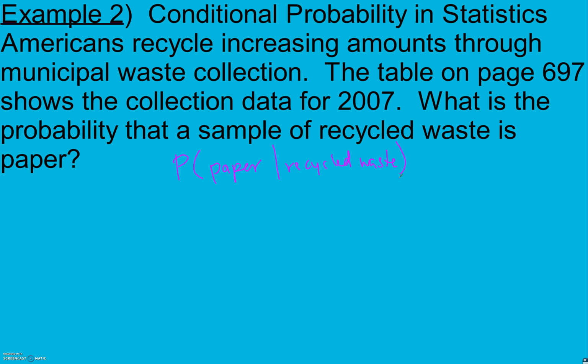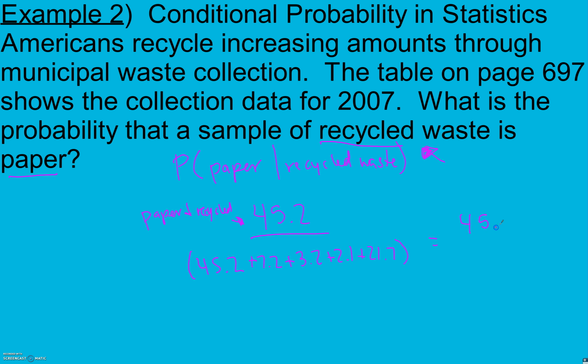Okay, which means we need to know the amount of paper that was recycled. So recycled and paper, 45.2 goes on top. So paper and recycled over the total amount of recycled waste. Total amount recycled. So we're going to add up 45.2 plus 7.2 plus 3.2 plus 2.1 plus 21.7.